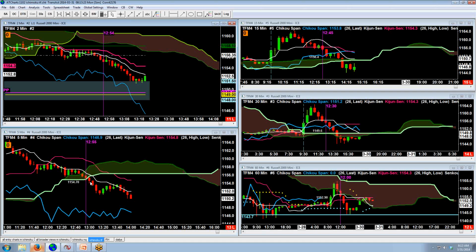So you can see that it did manage to get through the cloud here. When you look at the 15-minute chart, on that same bar, you could see below the area of this bar here, we have the cloud, which is at 1150.40. Then on the 30-minute, 1149.60, and on the 60-minute, we've got this Kijun line, which is this pink line here, which often acts as support and resistance, and that's at 1152.90.